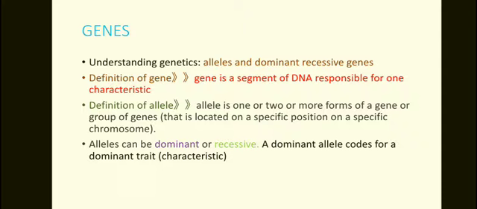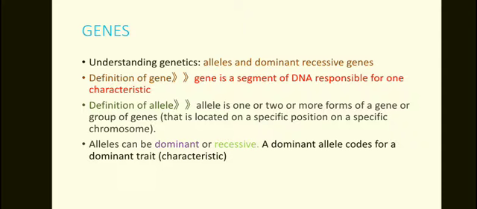What about alleles? What are alleles? An allele is one or two or even more forms of a gene or group of genes. It's an alternative form of the same gene. In simple terms, that's what an allele is. Normally, a gene has two alleles, but it can have more. That's why in the definition we say an allele is one or two or even more forms of a gene or even a group of genes.